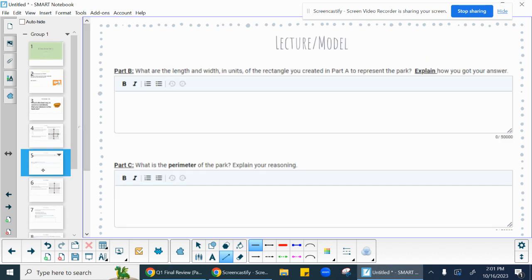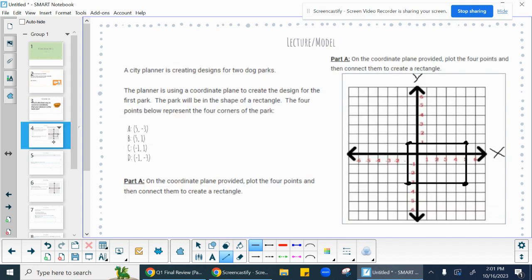Let's move forward. For part B, it is asking us what are the length and width of the rectangle you created in part A to represent the park, and explain. Okay, so the length and the width, we're going to count across and then we're going to count down. We have 1, 2, 3, 4, 5, 6 units across, and 1, 2, 3, 4 units down. So that is my length and width.